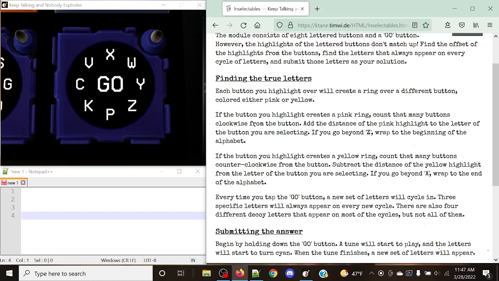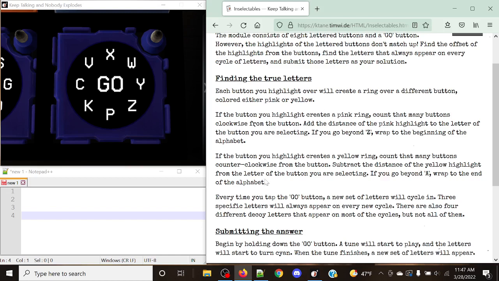So now, if we take a look here, if the button you highlight creates a pink ring, count that many buttons clockwise from that button. And then we're going to add this distance of the pink highlight to the letter of the button you are selecting. And if it goes beyond Z, wrap around to the beginning of the alphabet. So in this case with the pink ring, essentially what you're going to do is go clockwise, and you're going to be adding that many spaces to the letter.